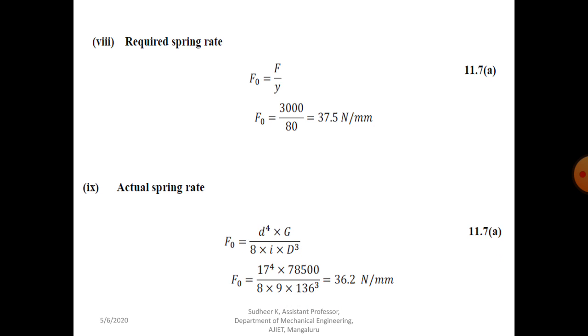Now we have to find out the actual spring rate. That is with the help of this equation, 11.7a. That is nothing but F naught equal to d to the power 4 into G divided by 8 into I into d cube. So you will get F naught as 36.2 Newton per millimeter. So this is the actual spring rate. So this is one of the important types of problem.